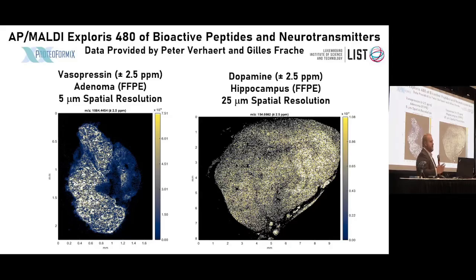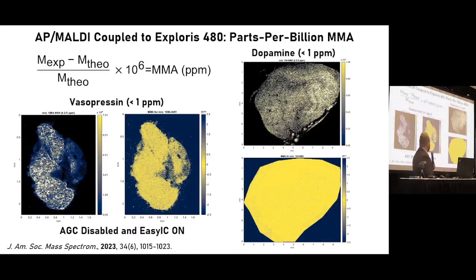Not only is the detail of the images really great, but the quality of the data is also really great. Looking at the MMA heat maps that you can pull out of MSiReader, the yellow color shows 0 ppm mass measurement accuracy, and so by the overwhelming yellow color shown on tissue, we're seeing sub ppm mass measurement accuracy for both this vasopressin and dopamine when on tissue. This is using easy IC on and with the AGC disabled, using the AP MALDI source coupled to the Explorer 480.